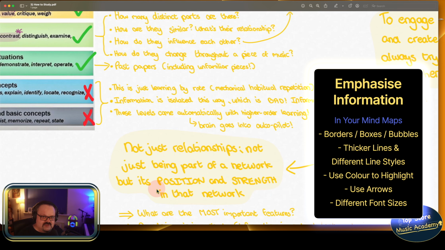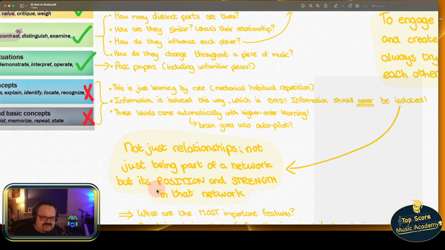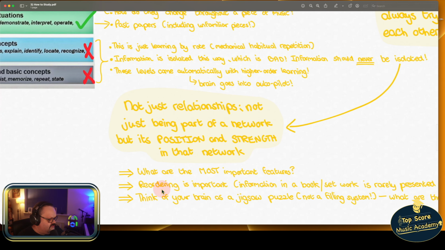And then you should be able to see what the big ideas are. Just by a quick glance at the mind map, you should be able to instantly see what the big picture ideas are for that mind map or for the set work. Okay, so think about the position and strength of the information that you're studying and the topics that you're covering. What are the most important features?